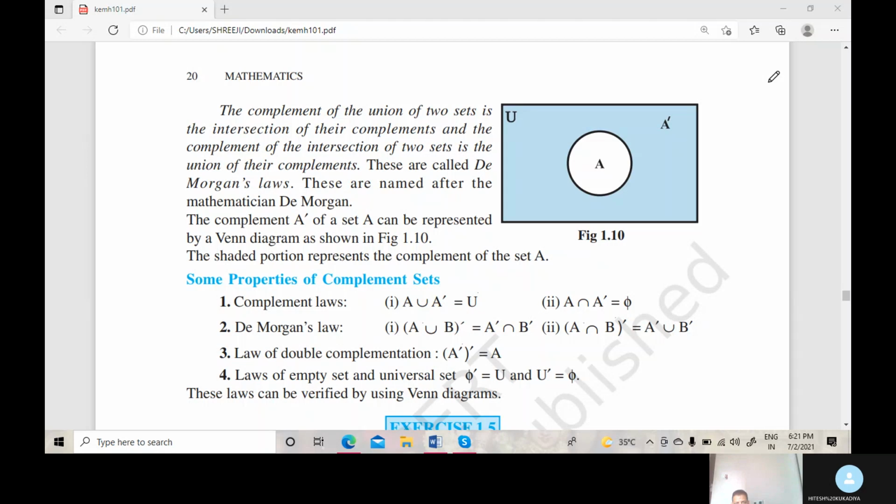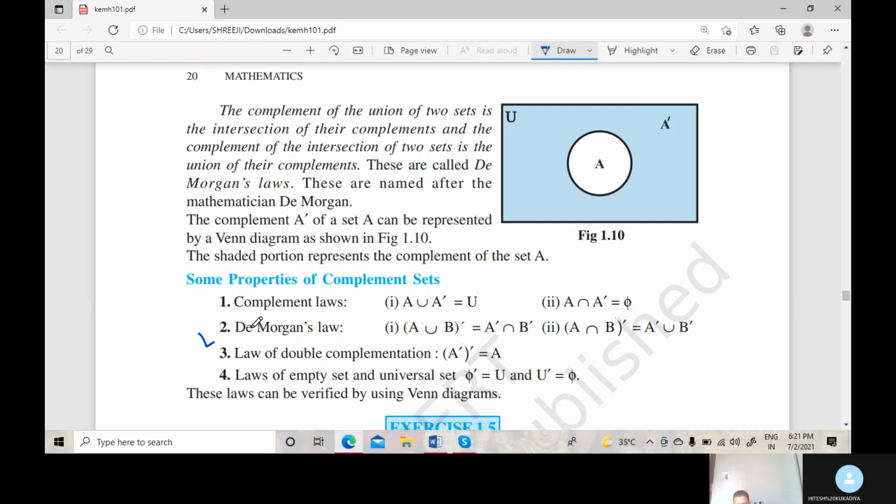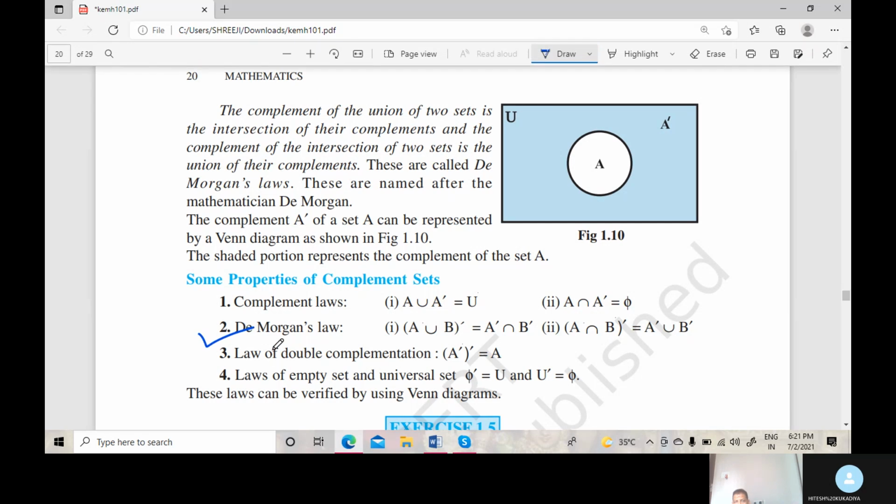Our friends, here we continue the discussion about the complement of the set, right? Now we start De Morgan's law, remaining in complement of sets, right? Okay, look at this De Morgan's law.